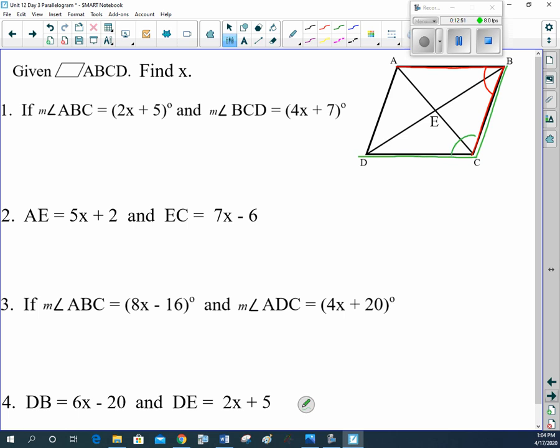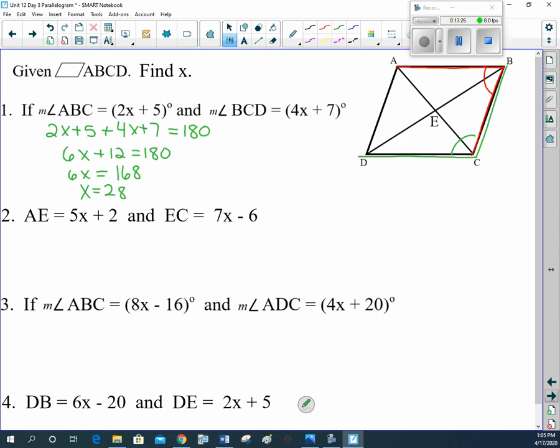Okay, those look like consecutive angles, and I know consecutive angles are supplementary, so I'm going to say 2x plus 5 plus 4x plus 7 equals 180. And then I'm going to combine my like terms. So 6x plus 12 equals 180. Let's subtract the 12. And we're going to have 6x equals 168, and then divide by 6.